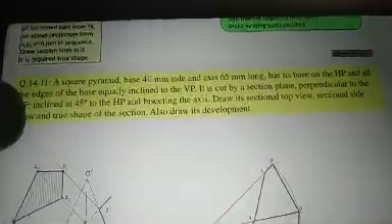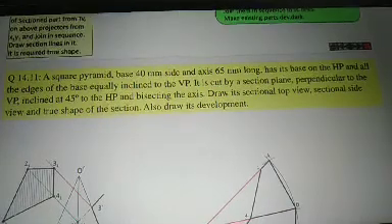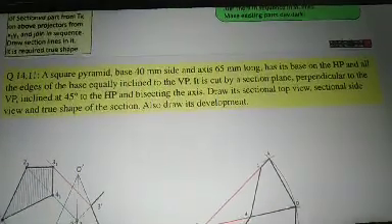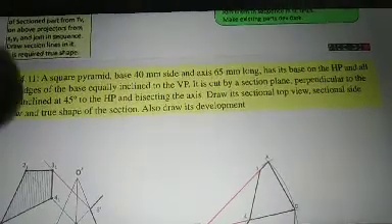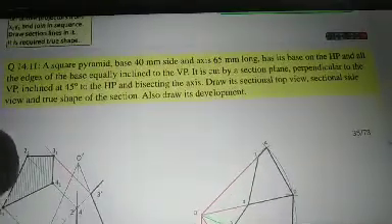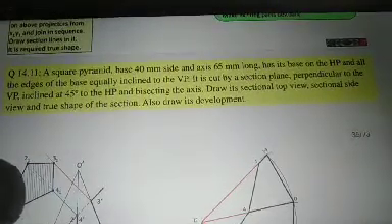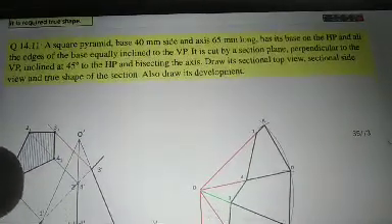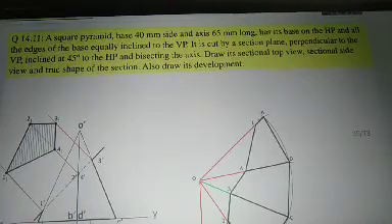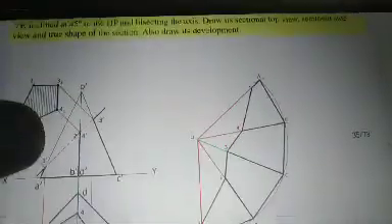Okay. This is the problem for development of a pyramid. A square pyramid with a base of 40 mm side and 65 mm axis length has its base on HP, and all the edges of the base are equally inclined to VP. It is cut by a section plane perpendicular to the VP and inclined at 45 degrees to the HP and bisecting the axis. Draw its sectional top view and sectional side view and true shape of the section, and also draw the development. We have to draw the development also.